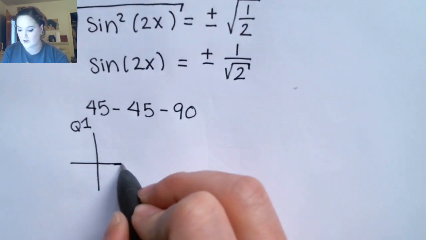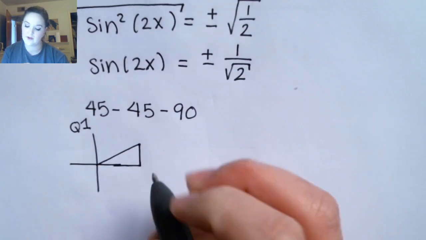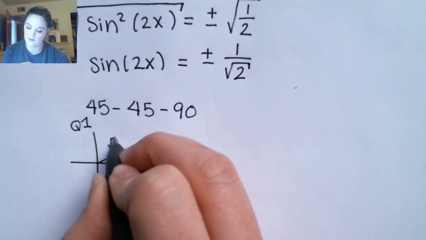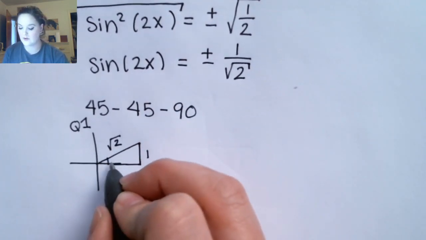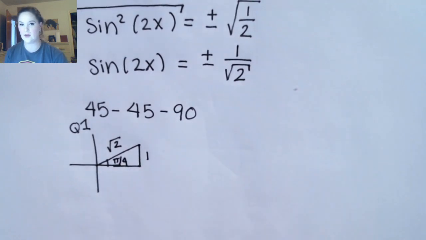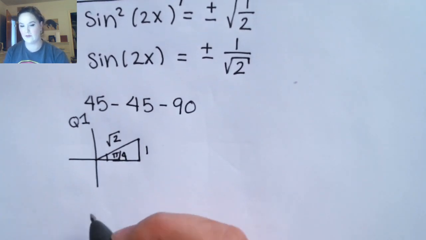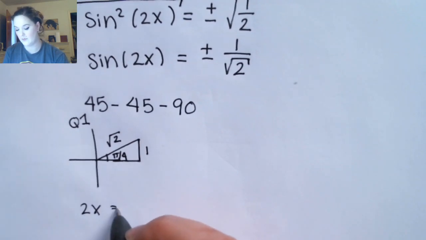Okay, so here, we have 1 and root 2. All right, so this is a pi over 4 reference angle. Okay, and this would give us the solution pi over 4.